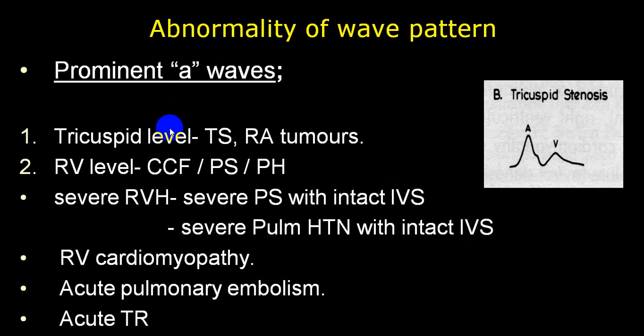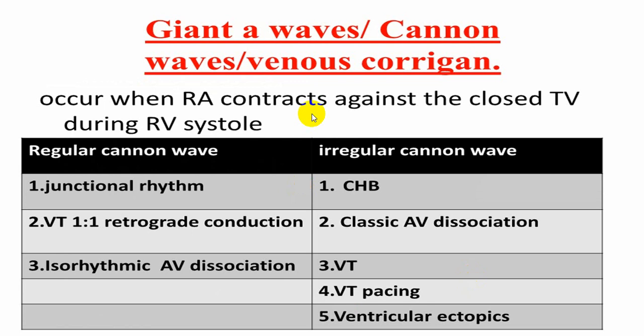So for prominent A wave, first always remember tricuspid stenosis, tricuspid atresia, and then you can put right atrial myxoma. And other conditions related to RV, congestive heart failure, pulmonary stenosis, pulmonary hypertension, RVMI, acute cor pulmonale, or we call it the acute massive pulmonary embolism, etc. So you can put that RV cardiomyopathy, acute pulmonary embolism, acute TR also. Okay, so we will skip over.